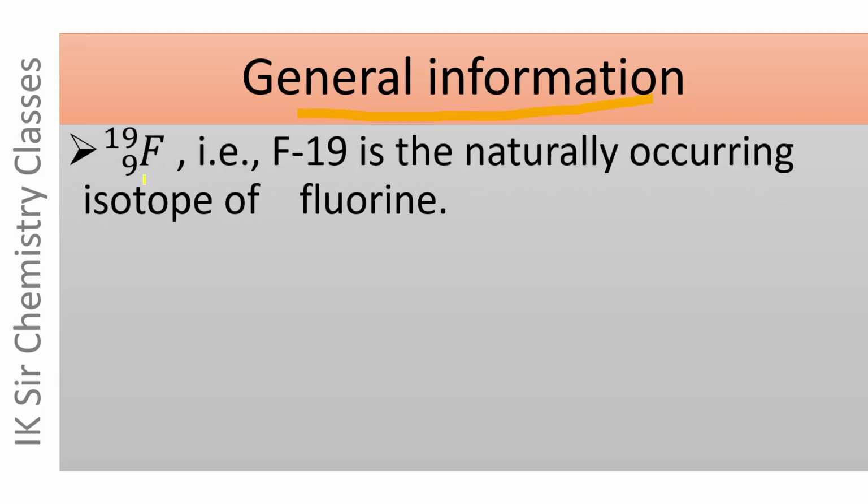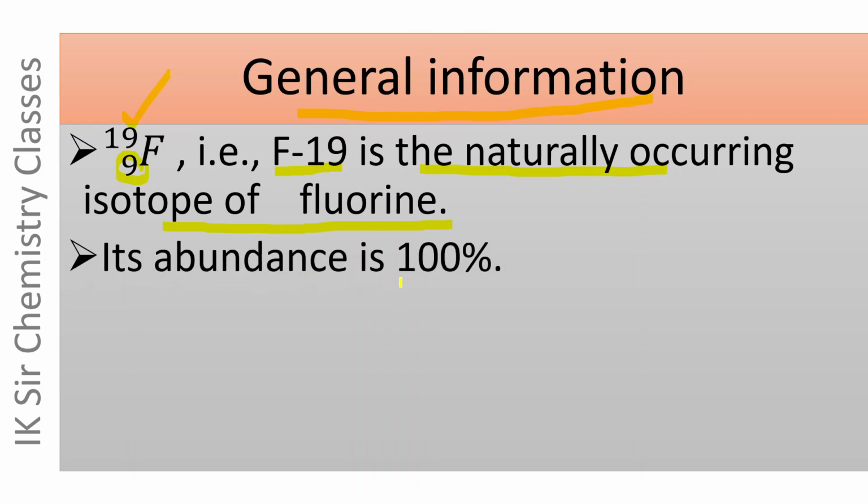General information regarding F-19 NMR spectroscopy. Fluorine with mass number 19 and atomic number 9, that is F-19, is the naturally occurring isotope of fluorine. Its abundance is 100%. It means a given sample of natural fluorine consists of 100% F-19 and no other isotope.